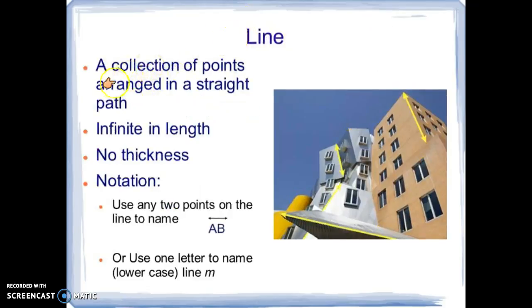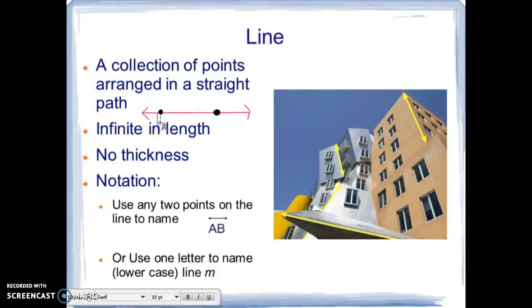A line is a collection of points arranged in a straight path. A line is infinite in length. So when we draw a line in geometry, we always put arrows at either end to indicate that it goes to infinity in both directions. Since it's made up of a collection of points which have no thickness, a line has no thickness. We use any 2 points on a line to name that line.